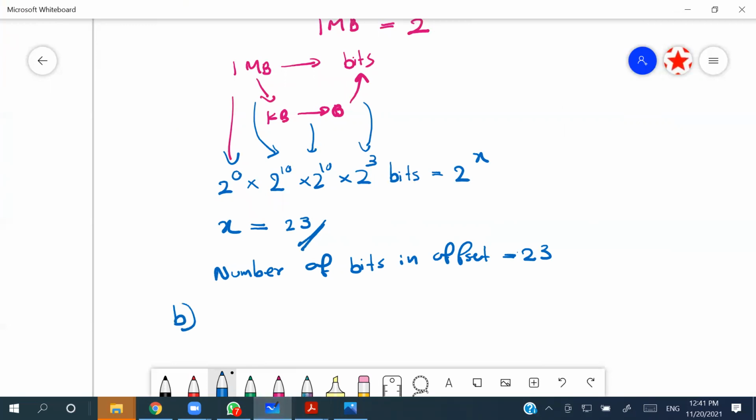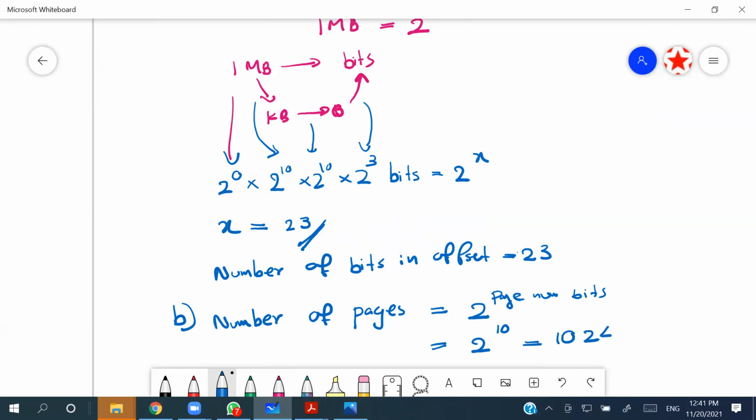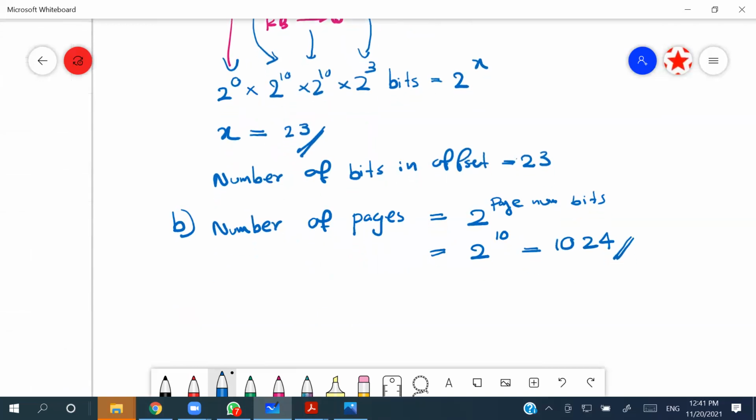So in part B, number of pages equals 2 to the power page number bits. So that means 2 to the power 10. That means 1024 pages are there in the logical address space.